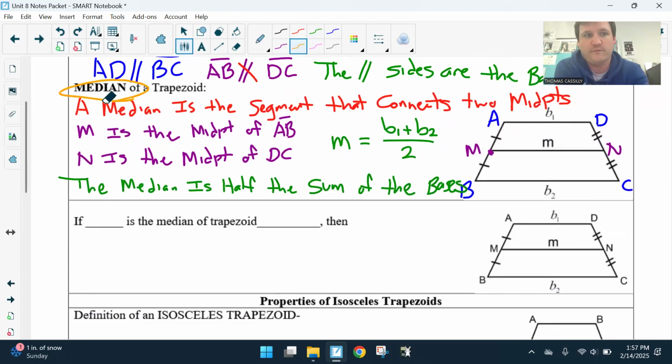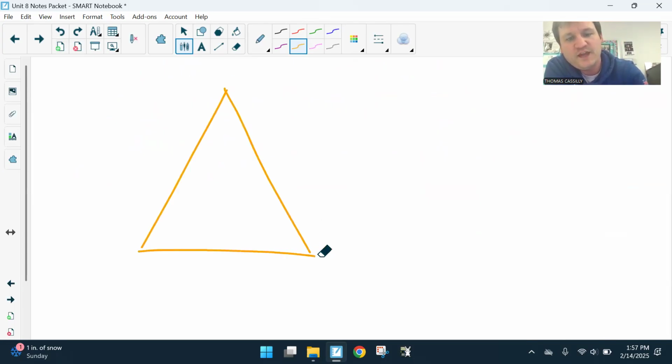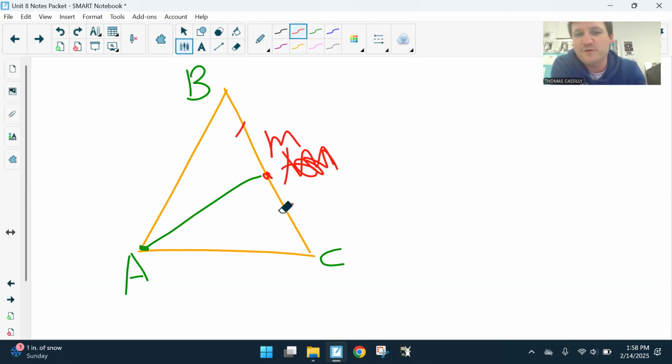We've used this word before. In our last unit, we talked about the median. I think it was in unit 5, maybe unit 6. I don't remember. We talked about the median of a triangle. So if I have triangle ABC here, and I said the median of triangle ABC, that connected a vertex to a midpoint right here. That was supposed to be an M. There we go.